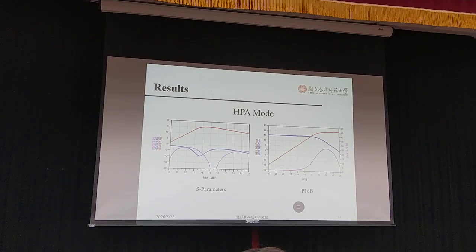Now let us look at the high power PA mode. The peak gain is about 15.7 dB. The output 1 dB compression point is about 18.6 dBm. The saturated output power is about 20.9 dBm. The peak PAE is about 25.6%. This result shows that the dual path power combining concept works effectively.